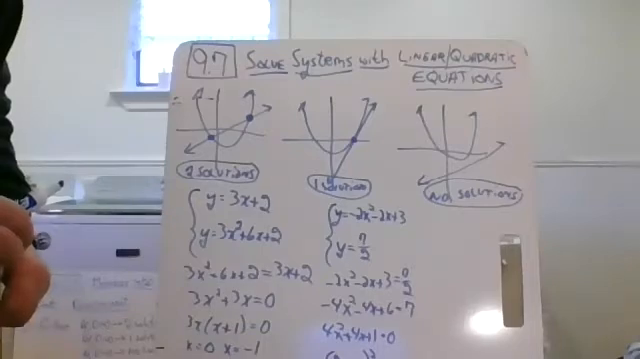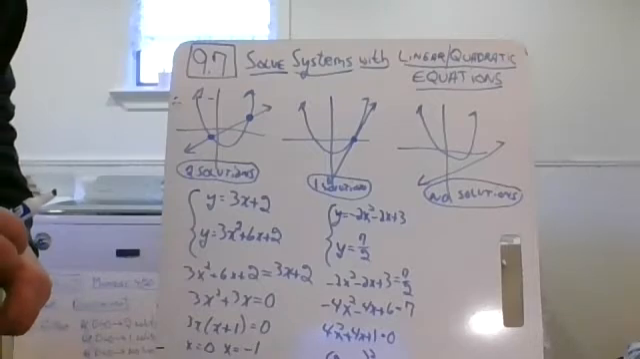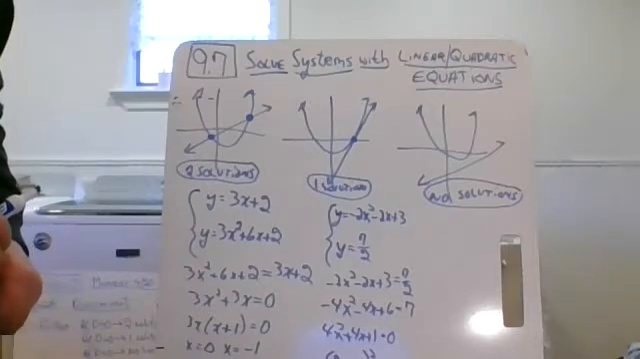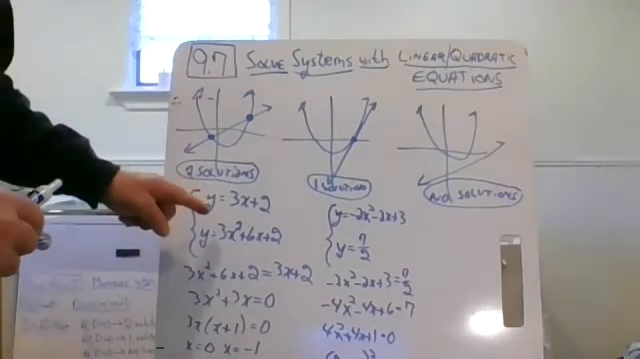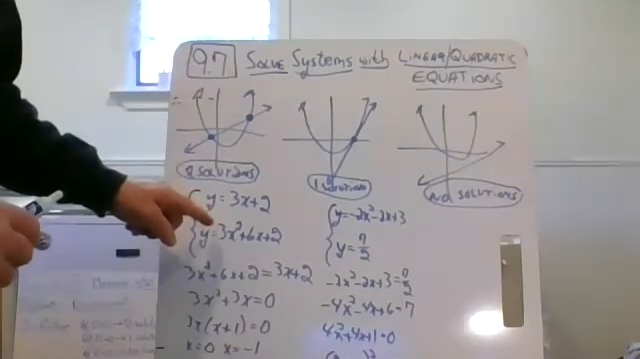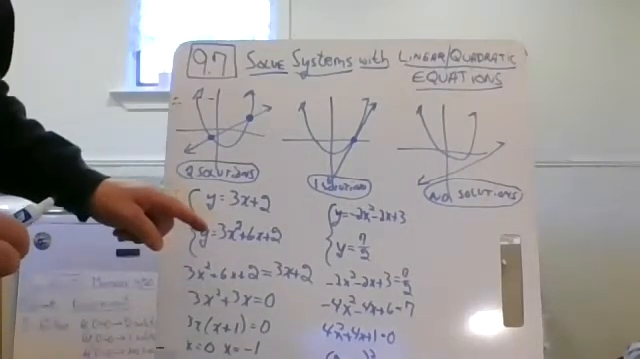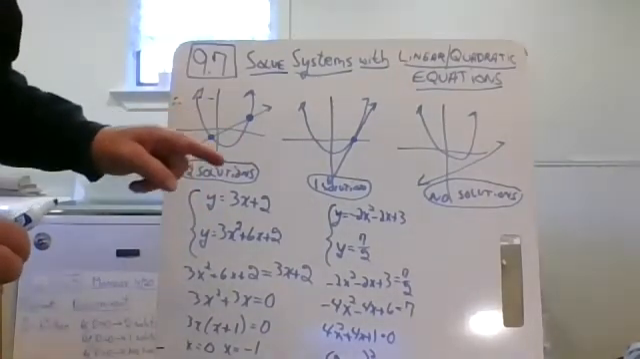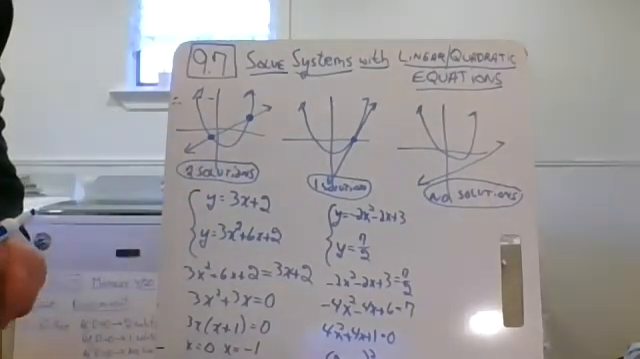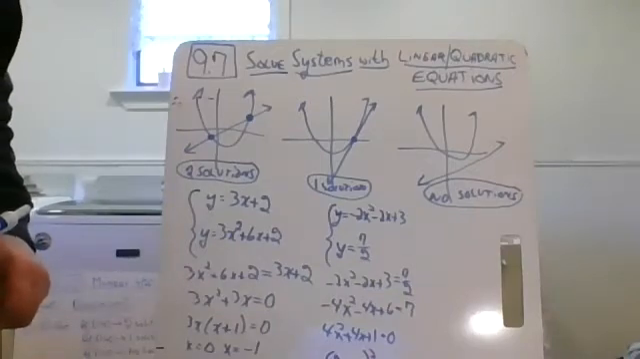Then we're going to go to Zoom Standard. Go to Zoom Standard and hit enter and see what the graph looks like. And I know this one happens to have two solutions. So your picture should be a parabola with a line intersecting the parabola twice. We should have 2 points of intersection.